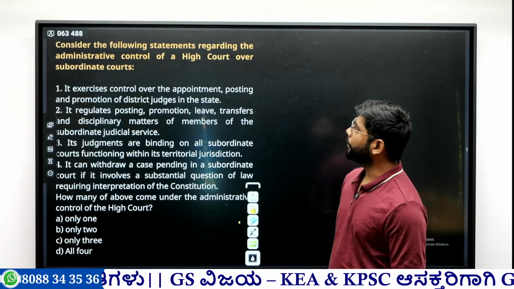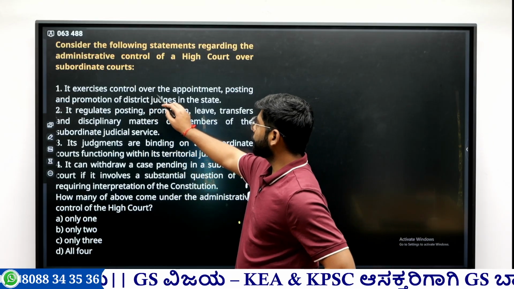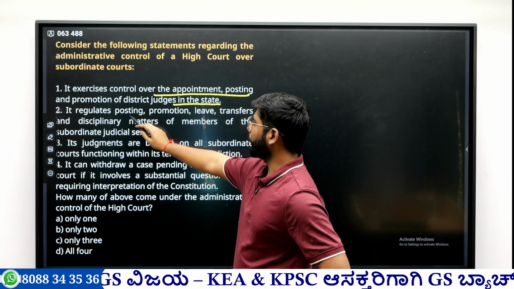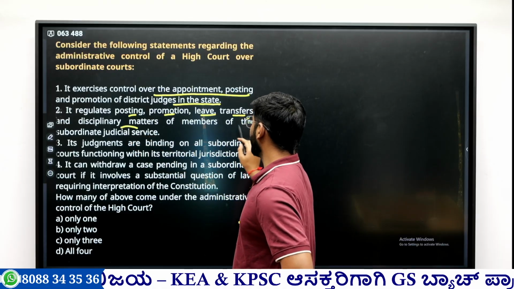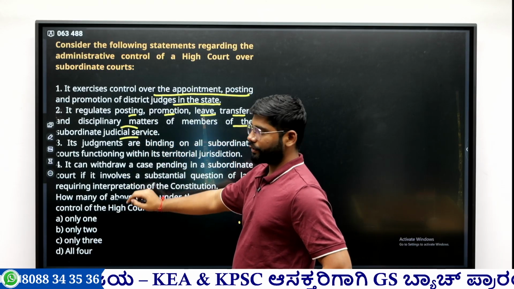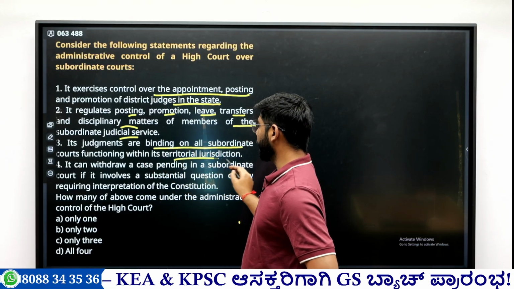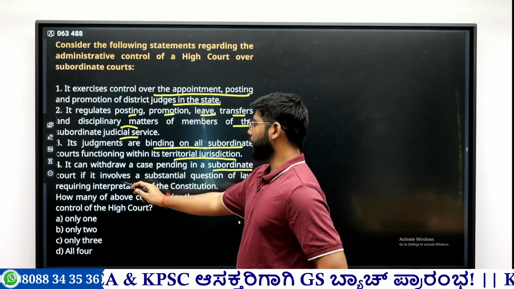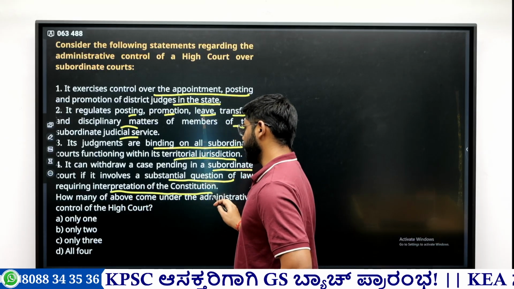Okay, now this one is administrative control of the High Court over the subordinate court. It can exercise control over appointment, posting, promotion of district judge in the state. Then it regulates posting, promotion, leave, transfer, and disciplinary matters of members of subordinate judicial service. Then judgments are binding on all subordinate courts functioning within its territorial jurisdiction. It can withdraw the cases pending in subordinate courts if it involves a substantial question of law requiring interpretation of the constitution.